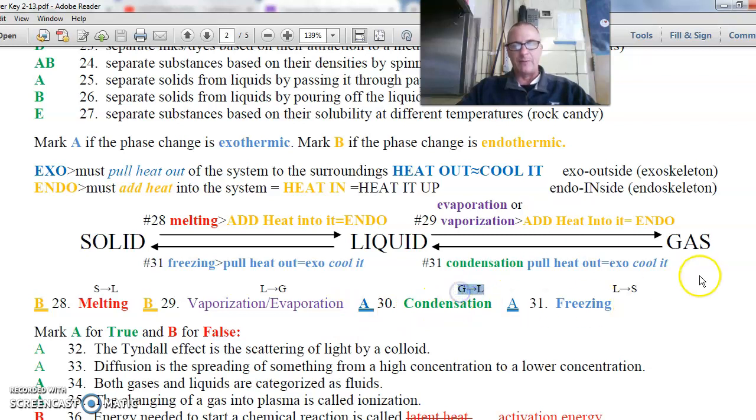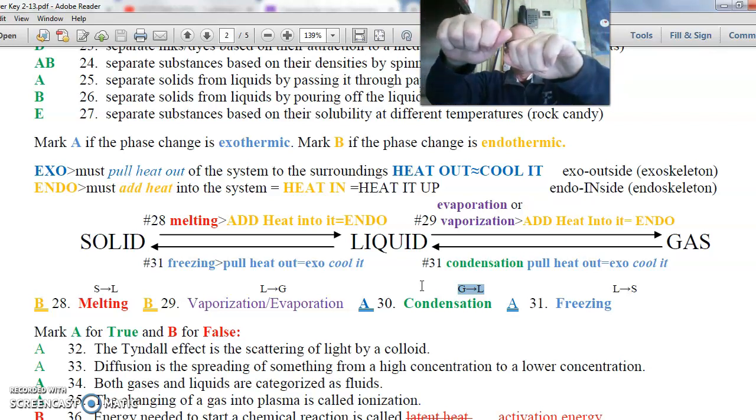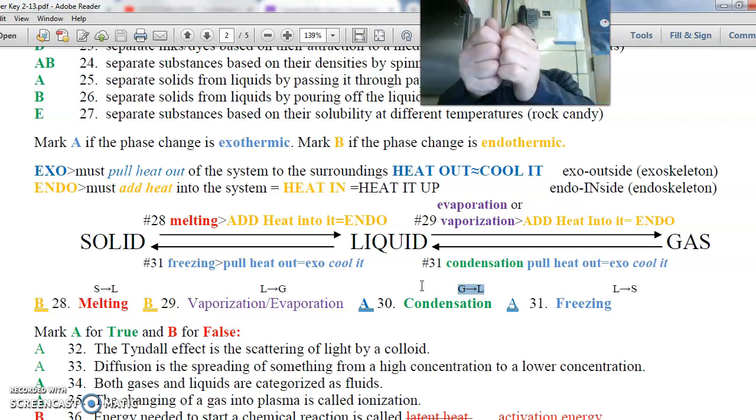Condensation is a gas back to a liquid. A gas back to a liquid, we're following that arrow right there. To get a gas to undergo condensation, gas molecules are flying by each other rapidly. To get them to pull together as a liquid, you've got to slow them way, way down so that when they get near each other, they can pull on each other and return to liquid state.